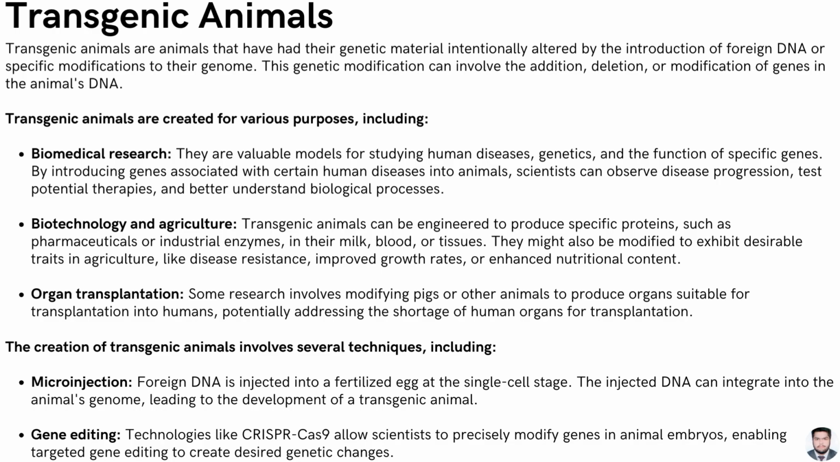Transgenic animals. Transgenic animals are animals that have had their genetic material intentionally altered by the introduction of foreign DNA or specific modifications to their genome. This genetic modification can involve the addition, deletion, or modification of genes in the animal's DNA. Transgenic animals are created for various purposes, including biomedical research. They are valuable models for studying human diseases, genetics, and the function of specific genes.